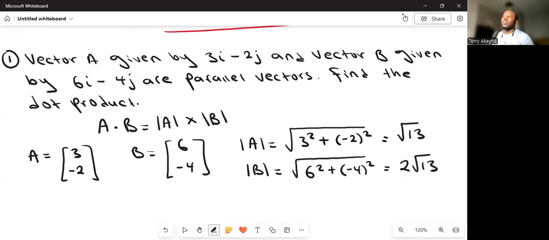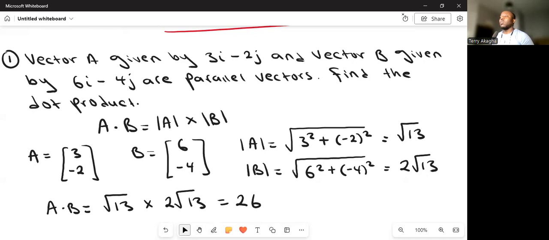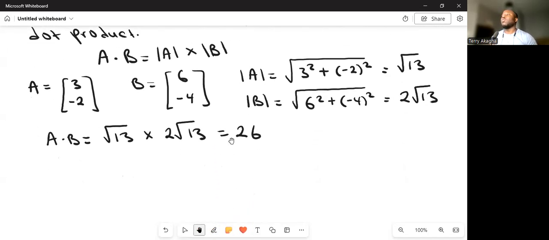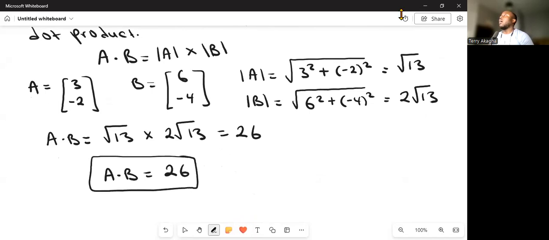All right. So now we can find A dot B, which is equal to the magnitude of A, which is root 13, multiplied by the magnitude of B, which is 2 root 13, and that gives you 26. So therefore, the dot product for these two, A dot B, is equal to 26. And that's how you find the dot product.